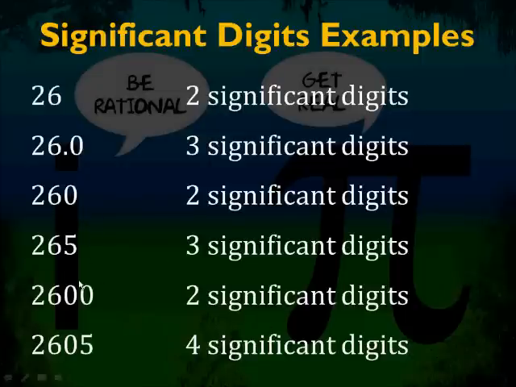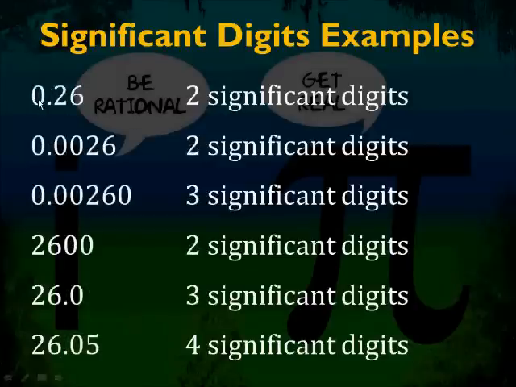If we move to 265, now we have three significant digits. Back to 2600, again, the two zeros tell us that we only have two significant digits, 2 and 6. Finally, if we change it to 2605, we have four significant digits. So the first step to understanding significant digits is to understand how many significant digits each number has. Let's go to this screen.